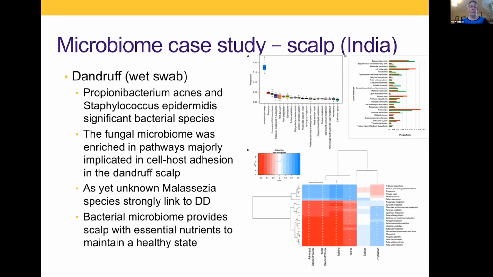Because obviously, if you've got a microorganism that's living on the skin surface, that adhesion is important for sustaining the colony of the microbiome. And then they found some Malassezia species, which were as yet unclassified, that were strongly linked to dandruff. And they concluded that the bacterial microbiome provides the scalp with essential nutrients to maintain a healthy state. So this is more of a positive finding from the presence of the microorganisms.